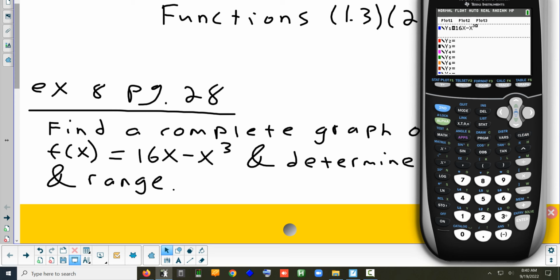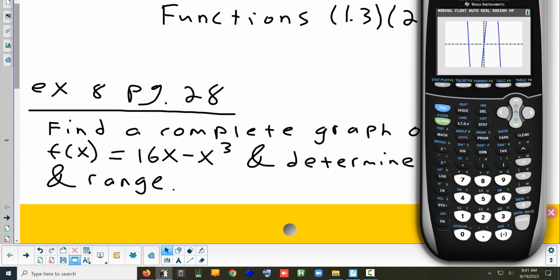Another thing to remember, there's a big difference between the negative symbol and the subtraction sign. We are using a subtraction sign here, not the negative symbol. All right. And then what's the window that we normally start out with? We press zoom, and does anyone remember? Yep. You press zoom, that's 6. That gives me a window from negative 10 to 10 and negative 10 to 10.